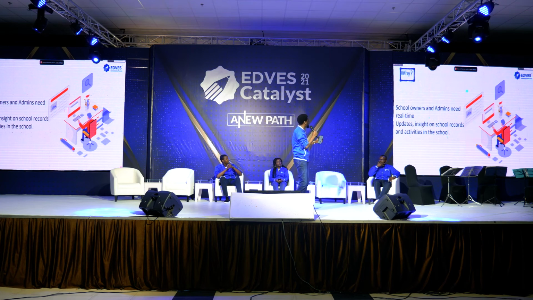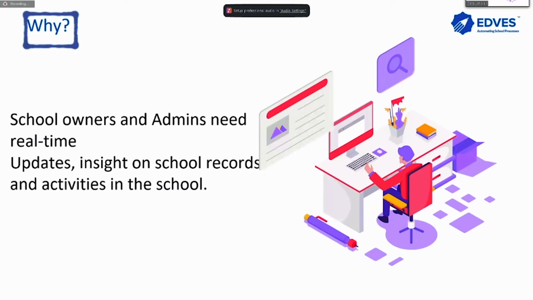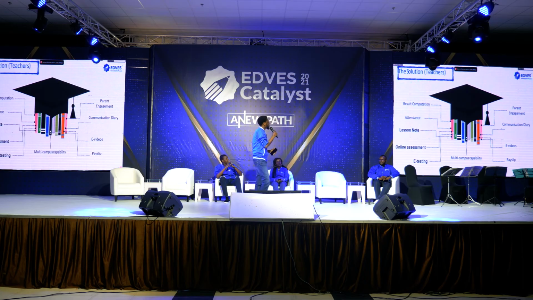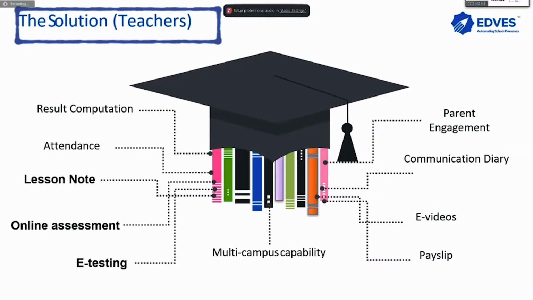For the school owners, they will be able to get the school records and updates of all that's going on in the school, because basically Headverse is a school management system and a learning management system. So this is what the teachers get from Headverse: result computation, attendance, lesson, online assessment, e-testing, parent engagement, communication diary, e-videos, payslip. You can move to the next slide.